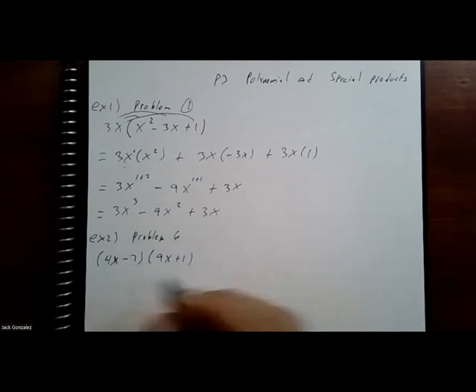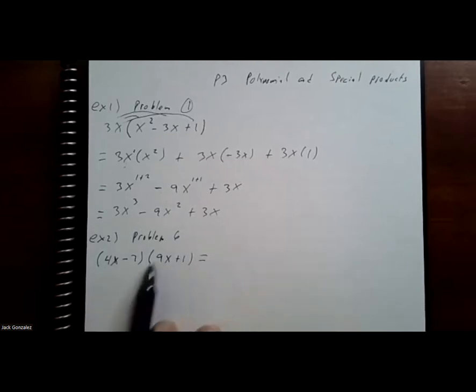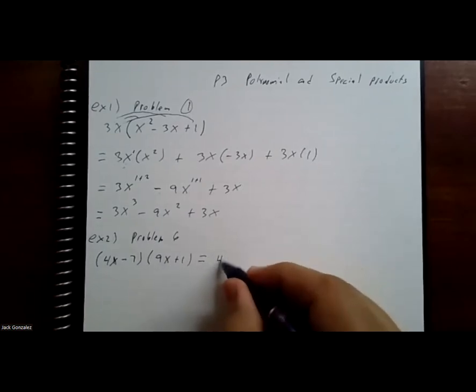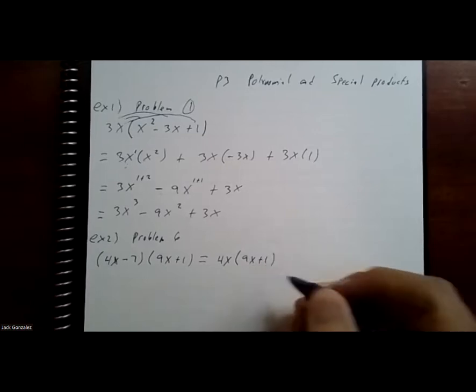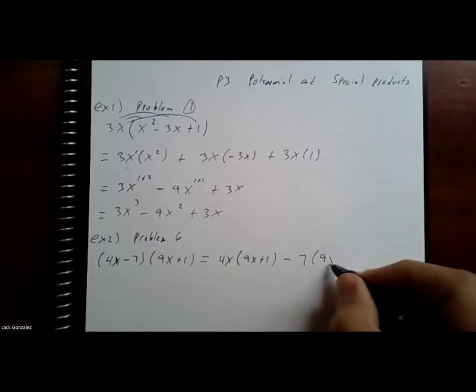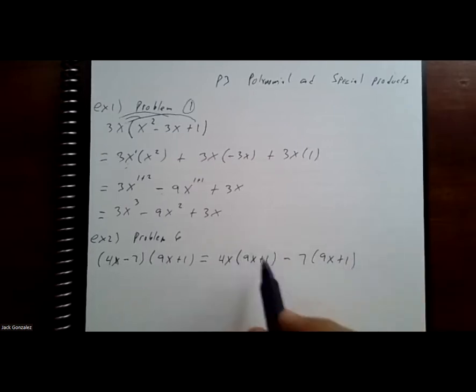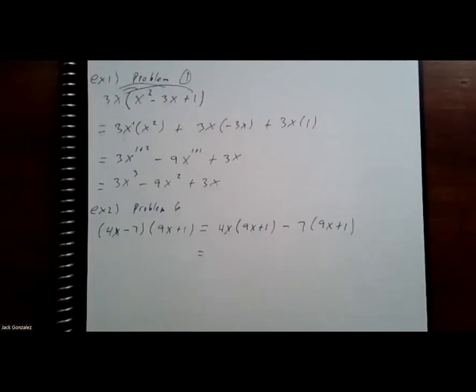The way I like to think about it is basically that I'm doing 4x times this entire thing. You don't have to do it this way. I just like to do this. Minus 7 times that whole thing. And then just do it as a distribution. That way I won't mess anything up. This kind of keeps me organized. That's the only reason I do this. Especially if you have like 3 or 4 terms inside. This keeps me straight and I won't make a mistake.